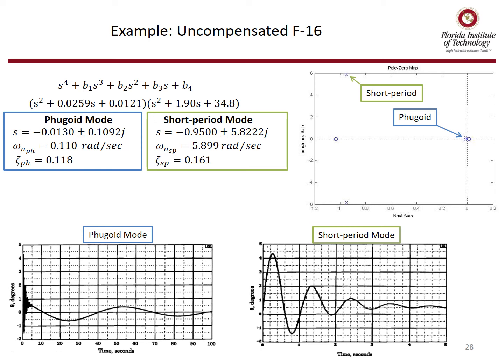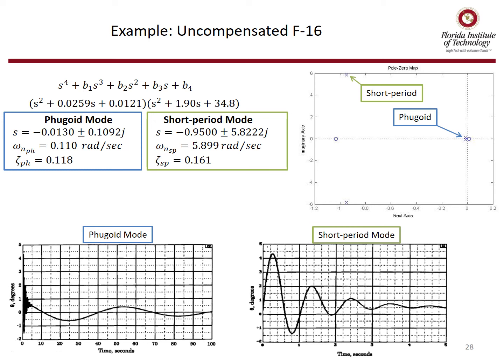The S-plane, again, just shows the x and y coordinates of the solutions of S. One is for the short period mode, the other two are for the phugoid mode, and we're going to plot those with x's. You see that the short period shows up on the S-plane at minus 0.95. For this one, we looked at the positive, plus 5.8222 j. So that's the short period mode on the S-plane.